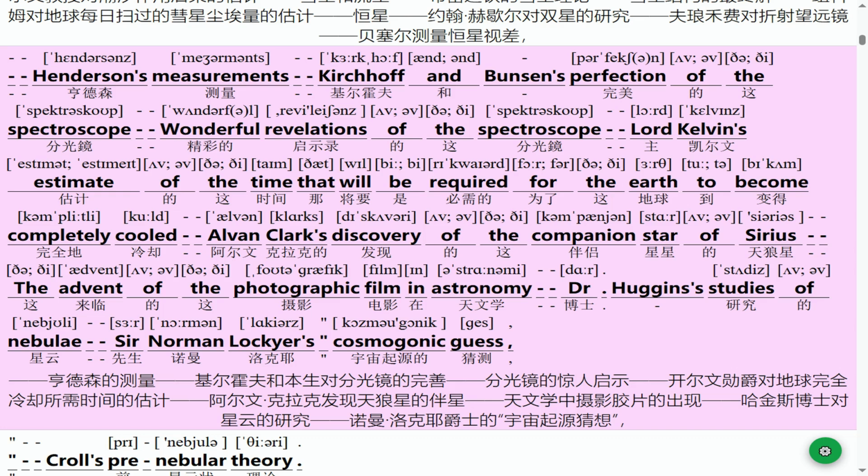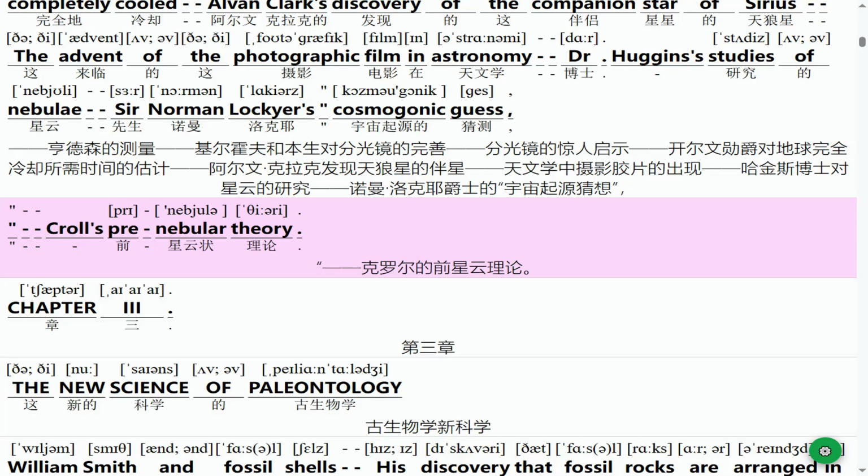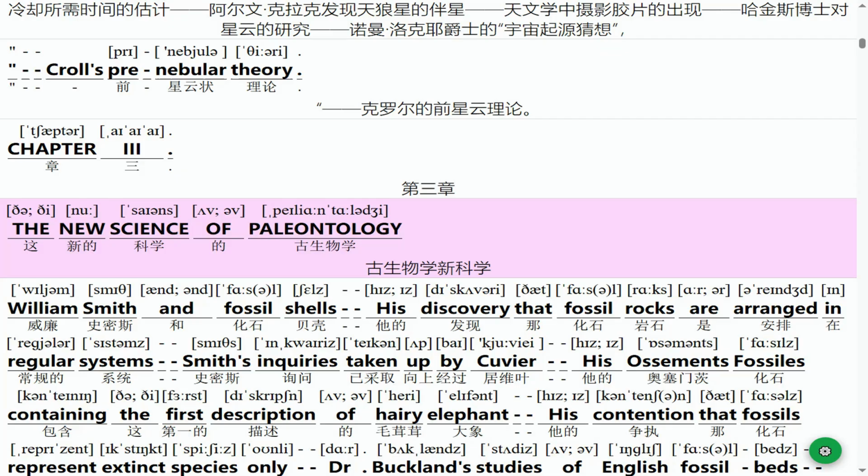Alvan Clark's discovery of the companion star of Sirius. The advent of the photographic film in astronomy. Dr. Huggins's studies of nebulae. Sir Norman Lockyer's cosmogonic guess. Croll's pre-nebular theory. Chapter 3. The New Science of Paleontology.